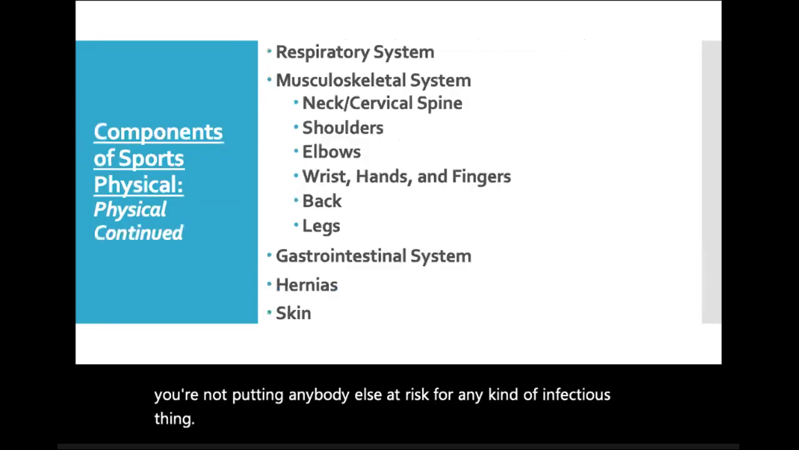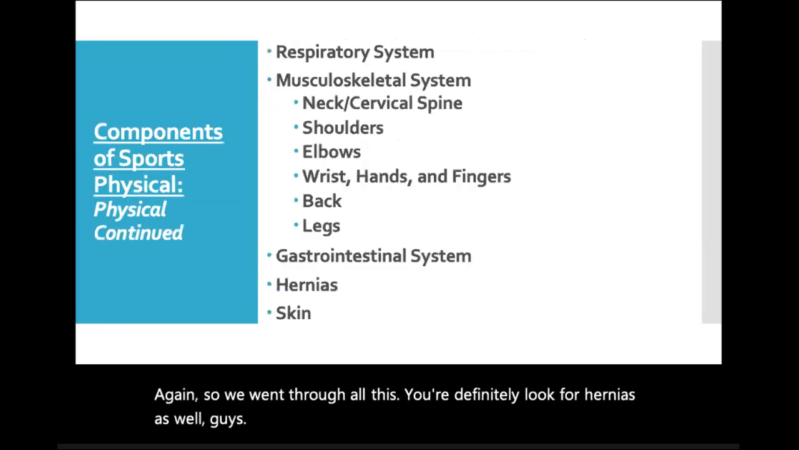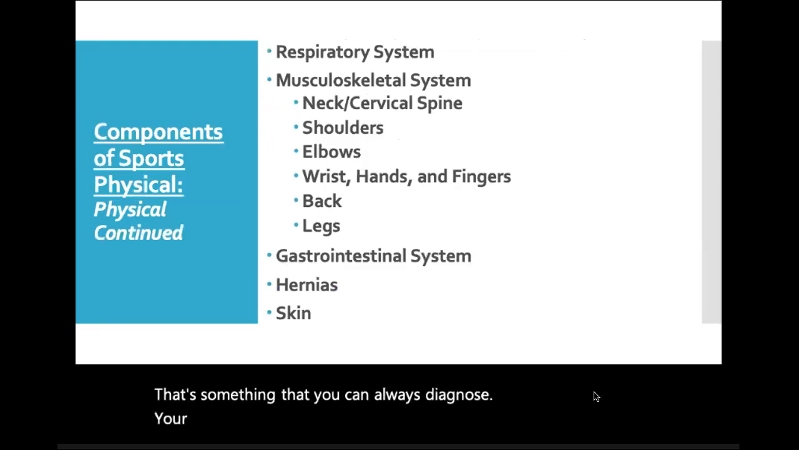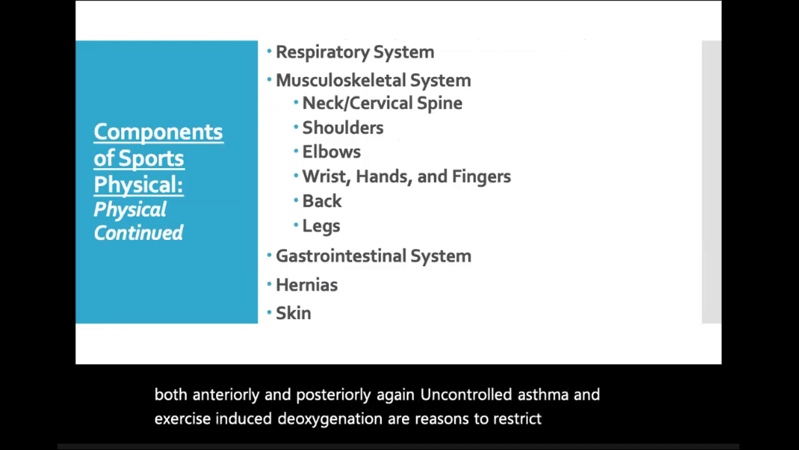Again, so we went through all this. You definitely look for hernias as well, guys. That's something that you can always diagnose. Your respiratory rate should be measured both anteriorly and posteriorly. Again, uncontrolled asthma and exercise-induced deoxygenation are reasons to restrict contact sport participation.